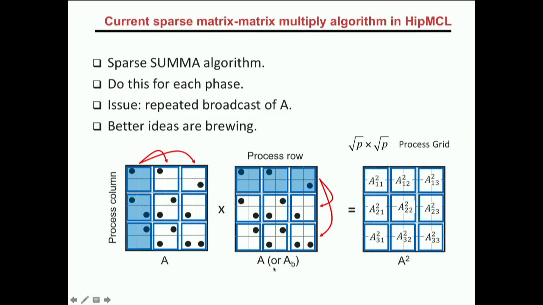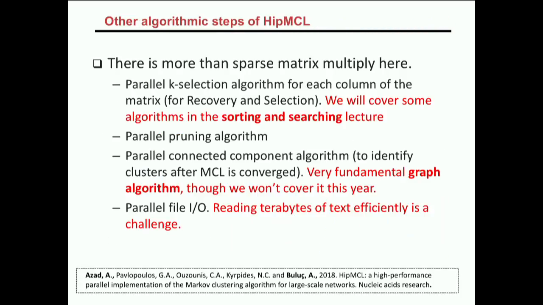So the downside of this algorithm, even though it works right now, is you will be repeatedly broadcasting the first matrix as many times as there are phases. You don't need to. This is the extra communication you do just to limit the memory consumption. There might be better ideas to do that, and some of them are brewing. But if you're interested, talk to me, and we might carve out a class project.